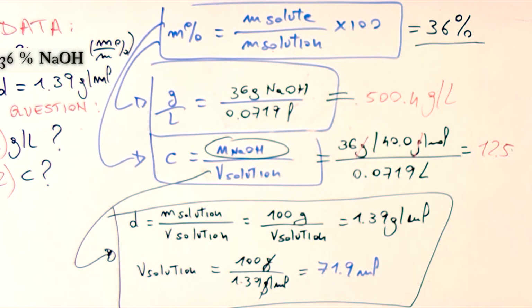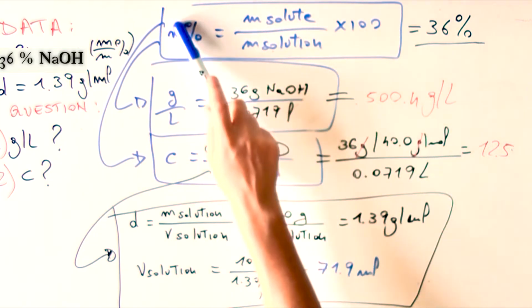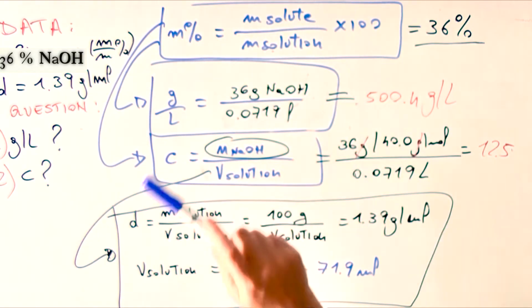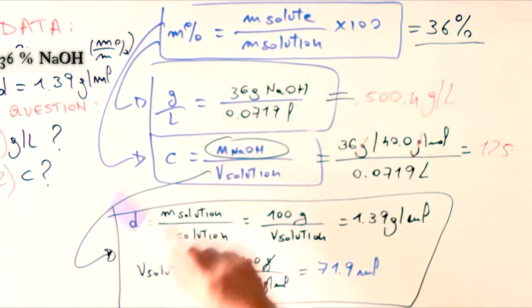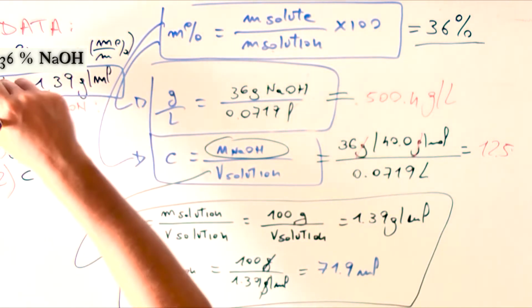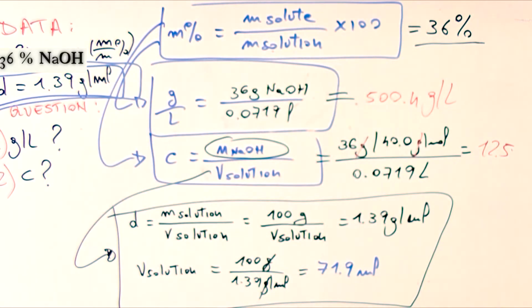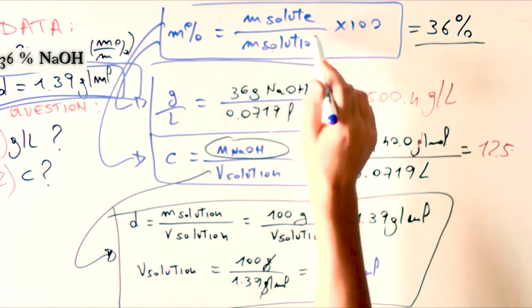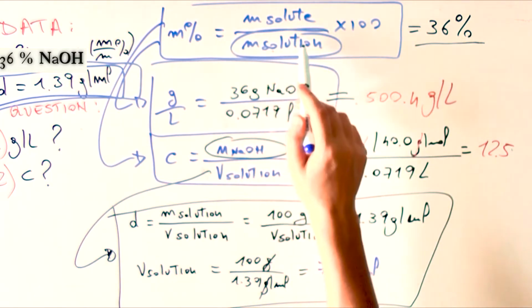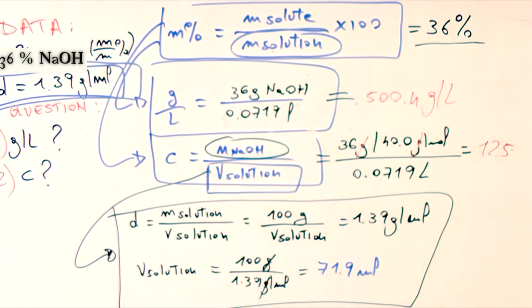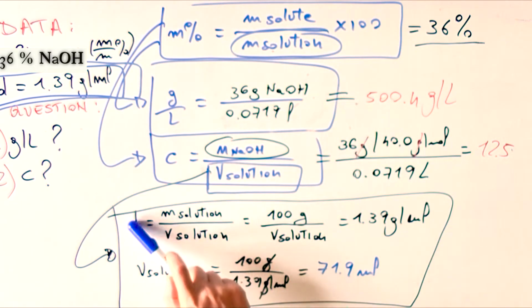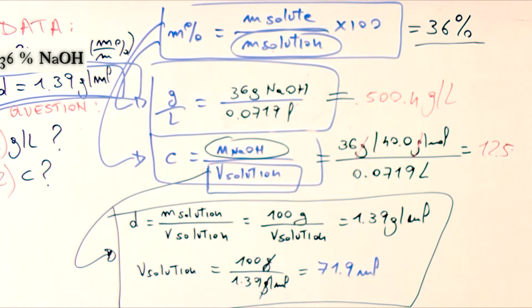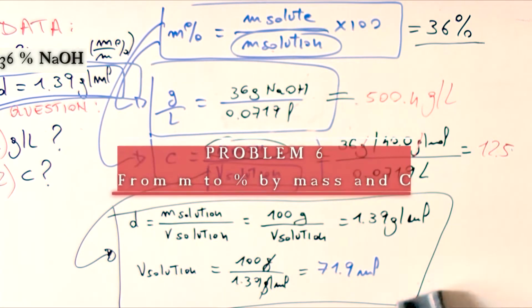I hope this problem was clear. It's very important to understand that for converting percentage by mass into molarity or gram over liter, you need this guy, you need density. But density of what? Not the density of the solute, okay? We don't need that. We need the density of solution. Otherwise, I cannot calculate the volume of solution from the mass of solution, okay? For that, I need the density of solution. Keep this in mind and let's move on to the next problem.